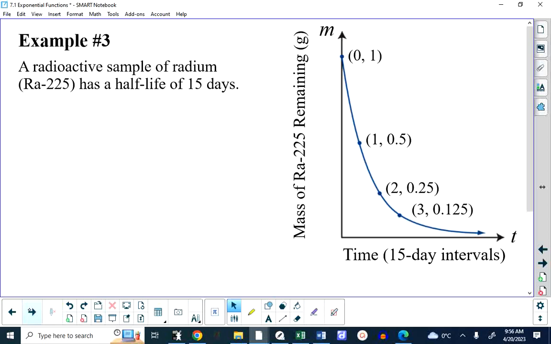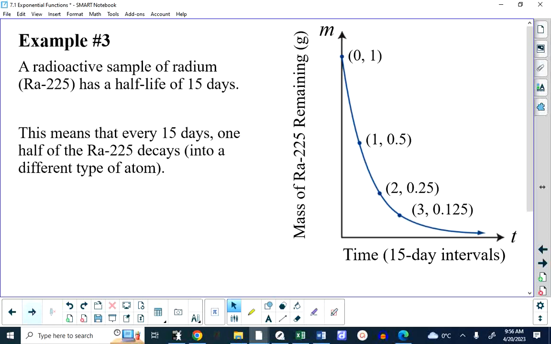A radioactive sample of radium has a half-life of 15 days, and those of you who have taken Physics 30 know what that means. Those of you who have not probably don't, but you need to know what it means. You're not going to be told this piece of information on an exam necessarily. You're expected to know that a half-life of 15 days means it takes 15 days for half of the substance to decay. It changes into something else, but it doesn't matter. So every 15 days, half of the atoms change.